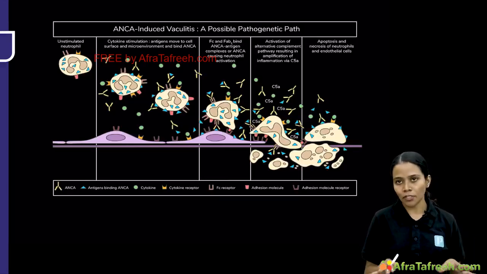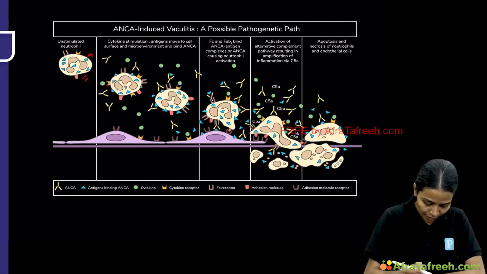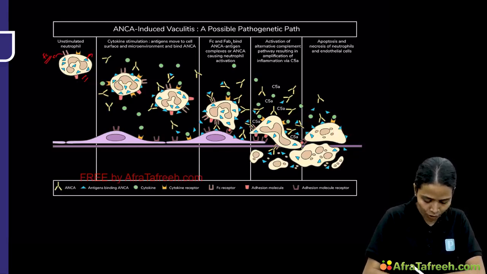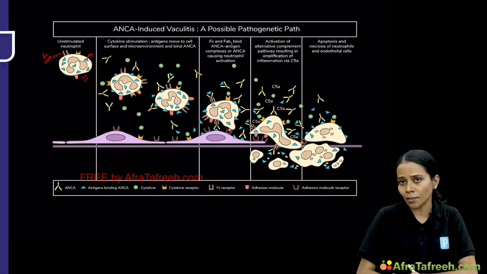Now, this is the possible pathogenesis. You see this is an unstimulated neutrophil, right? Here you can see the blue color is the antigen that is going to bind ANCA. And here this is the Fc receptor that is going to bind to the antibody. And here this pink color is nothing but the adhesion molecule. This is the neutrophil altogether. Now, what happens once cytokine stimulation happens because of any reason?